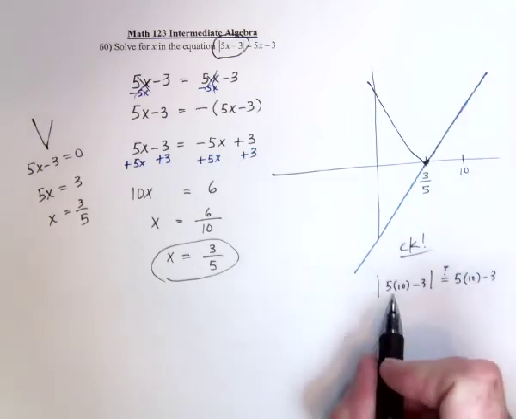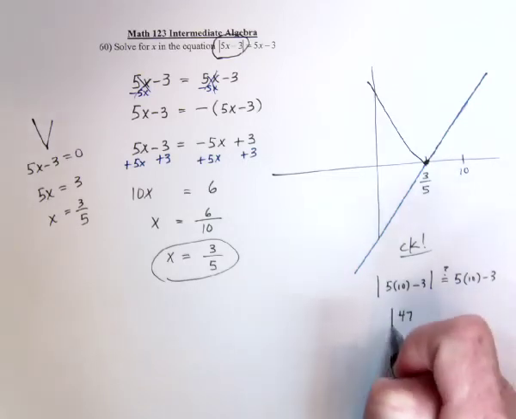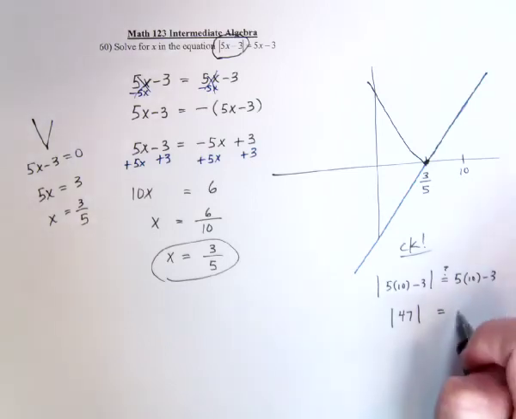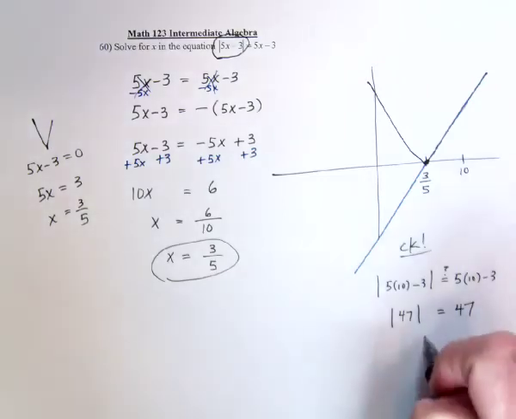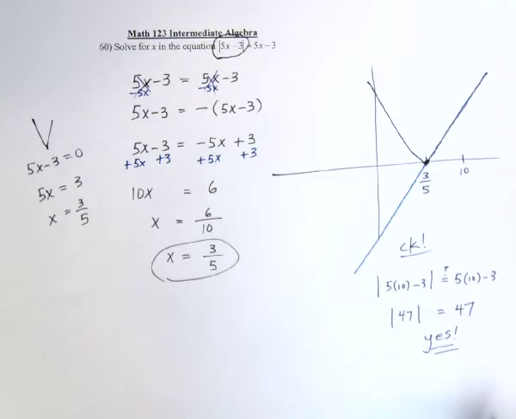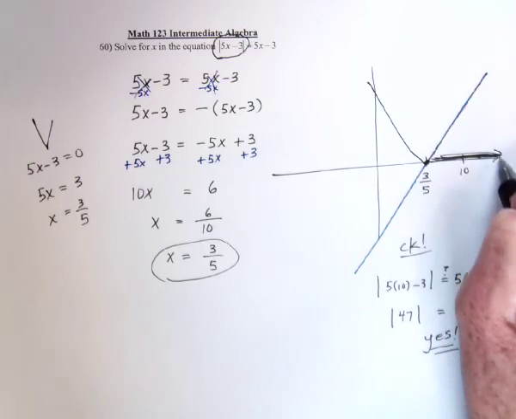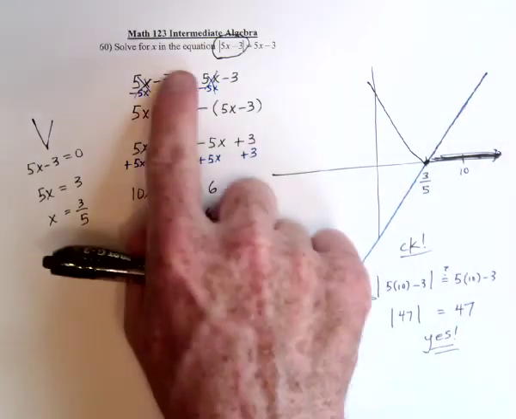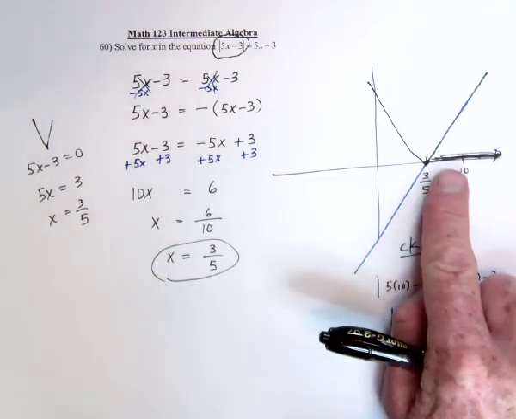So this would be 50 minus 3 is 47. Does the absolute value of 47 equal 47? Yes, even on Wednesdays, that's true. That means that anything over here to the right of 3/5 is going to make the equation true, which means that if we only did it this algebraic way, we would have missed all these answers to the right.